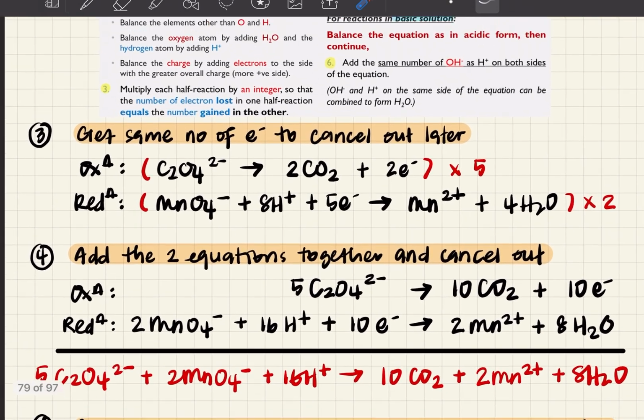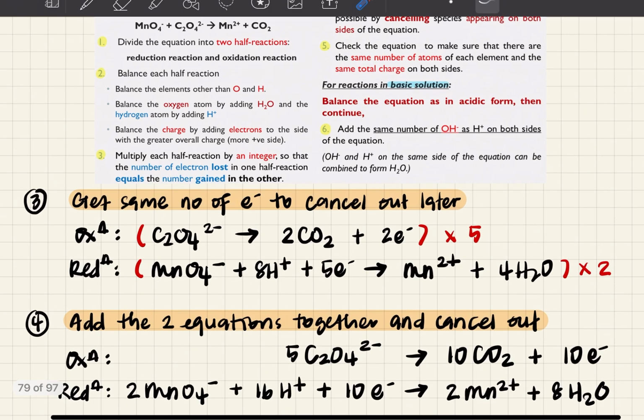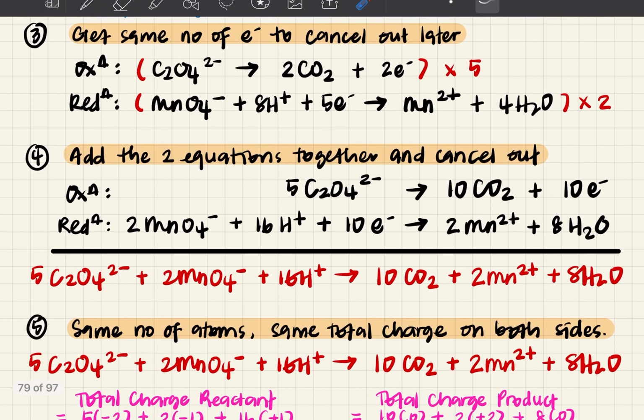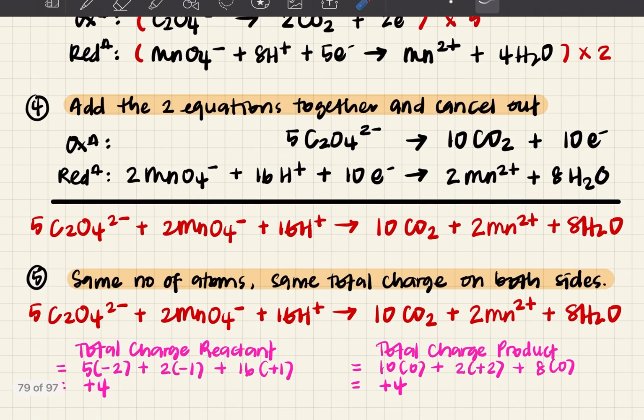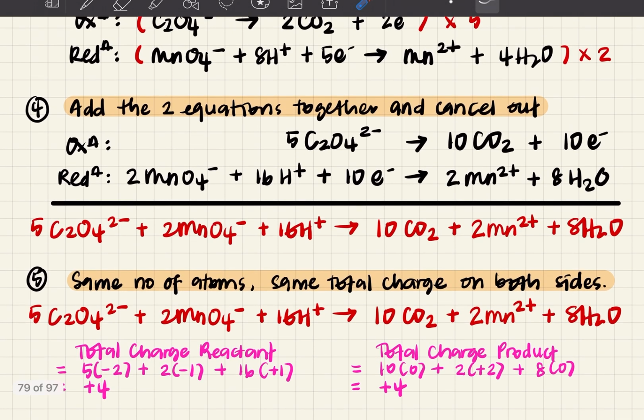So the next step, which is step 5, is to check the equation to make sure that there are the same number of atoms of each element and the same total charge on both sides. So maksudnya you have to make sure that the number of atoms and the total charge will be the same for reactants and products. So yang number of atoms tu awak boleh lah kira sendiri, check sendiri.